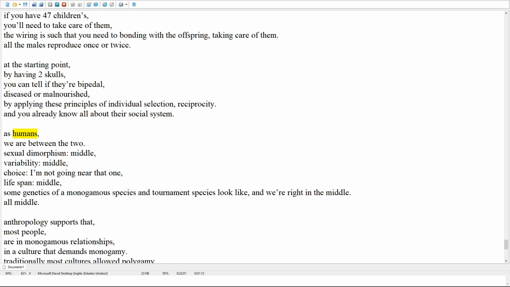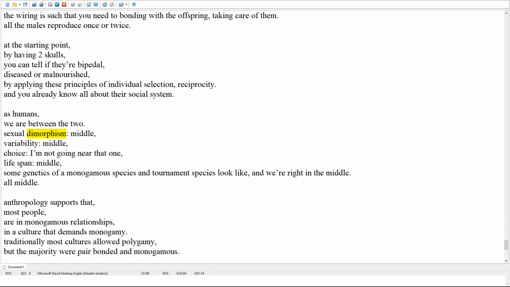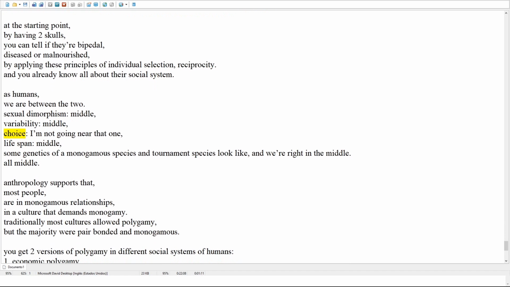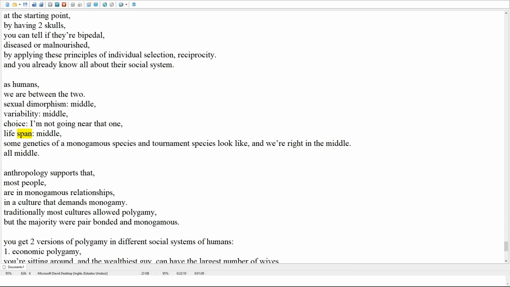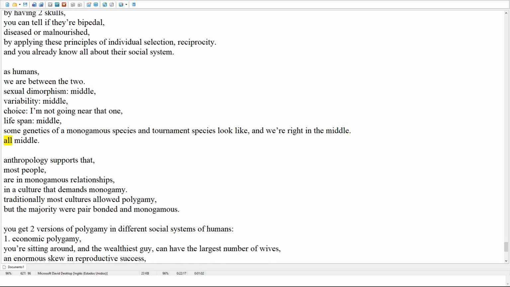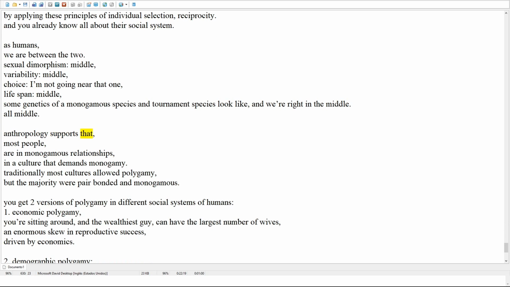As humans, we are between the two. Sexual dimorphism, middle. Variability, middle. Choice, I'm not going near that one. Lifespan, middle. Some genetics of a monogamous species and tournament species, and we're right in the middle. All middle. Anthropology supports that.